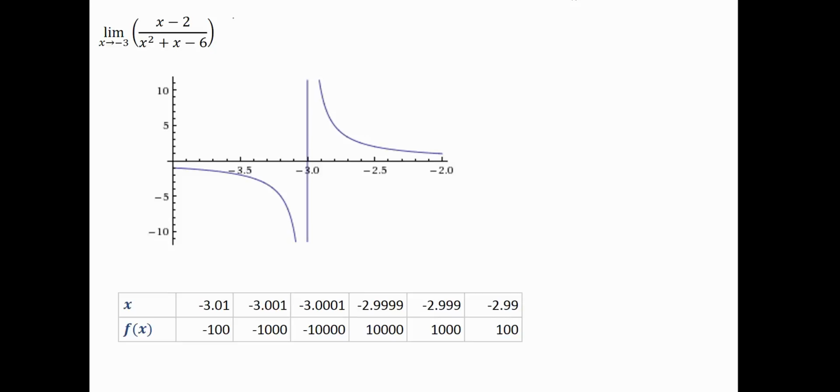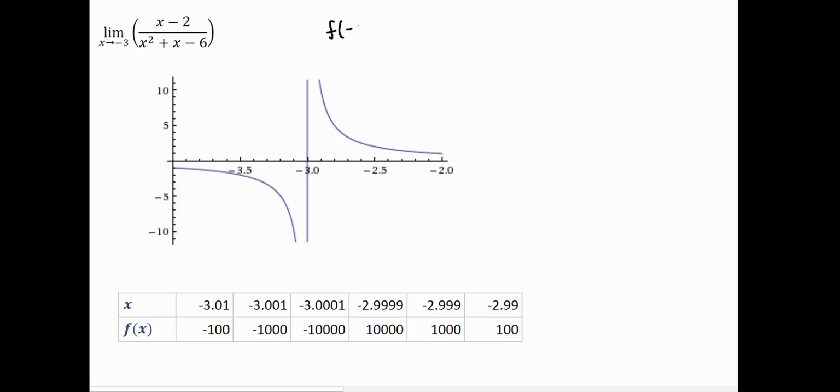When we go to x equals negative 3, if we plug it back in, what do we have? Negative 3 minus 2 is going to be negative 5, divided by negative 3 squared, which is positive 9, plus negative 3 is positive 6, minus 6 is going to be 0. So you're going to have something of the form negative 5 over 0. So as before, f of negative 3 does not exist.